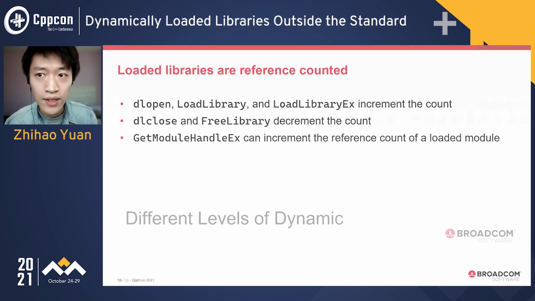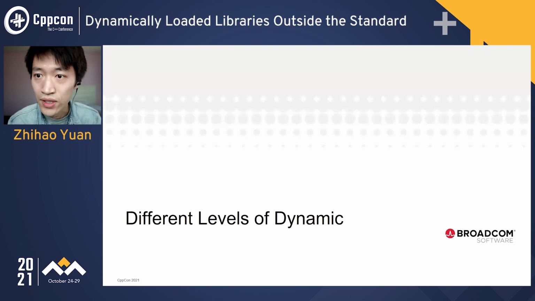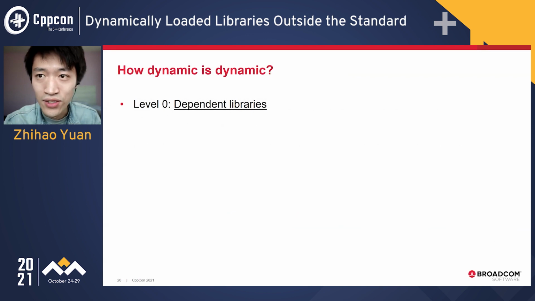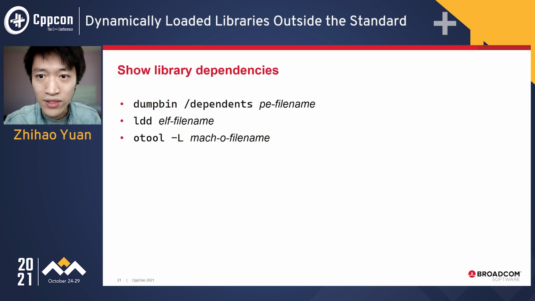So let's get into the use cases. So that's all the basics we need to know. Now we discuss the use cases that rely on different levels of dynamics. Level zero, dependent libraries. Here are the commands to show the dependent libraries of an executable or a dynamic library.